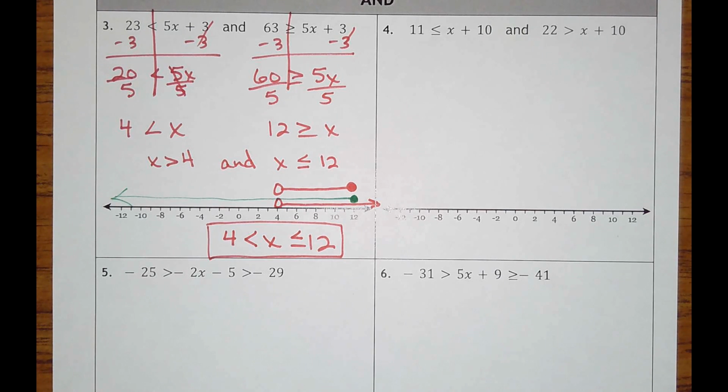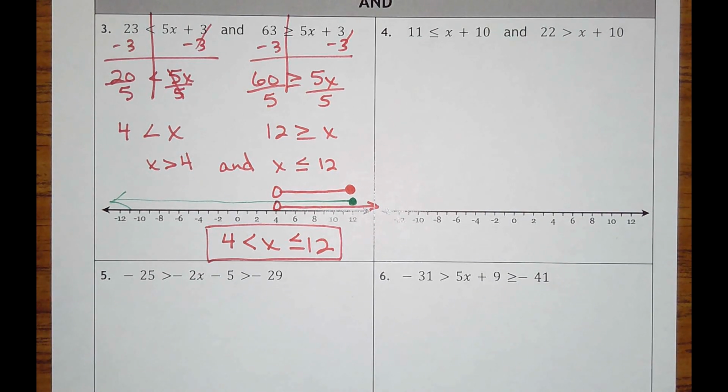So really your symbols will always face the same direction. It's always a number is smaller than X. X is smaller than this number. This is the smallest number. This is the biggest number. X is between this number and this number. It all goes together. Okay, we'll try another one and then hopefully it'll make a little more sense.